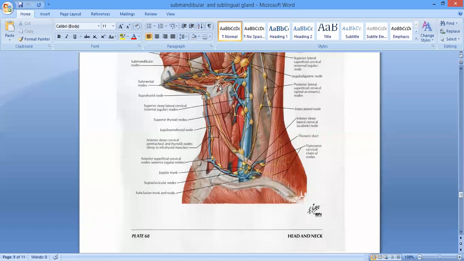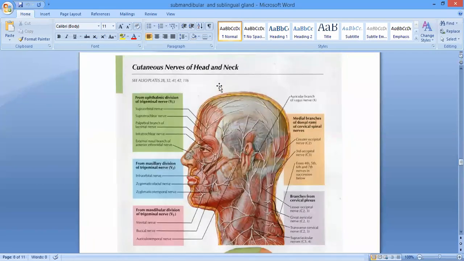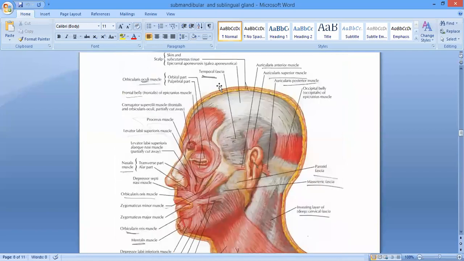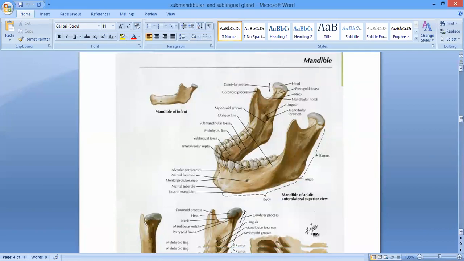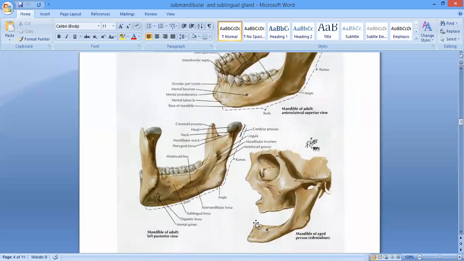Okay, now we will come to the lateral surface. I told you, the lateral surface lies opposite which structure? Submandibular fossa. Here you can see the lateral surface of the gland is lying against the medial surface of the body of the mandible. Below the mylohyoid line there is a fossa that is called the submandibular fossa. So the lateral surface lies here.